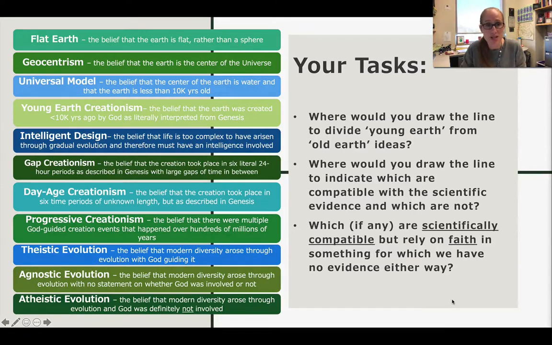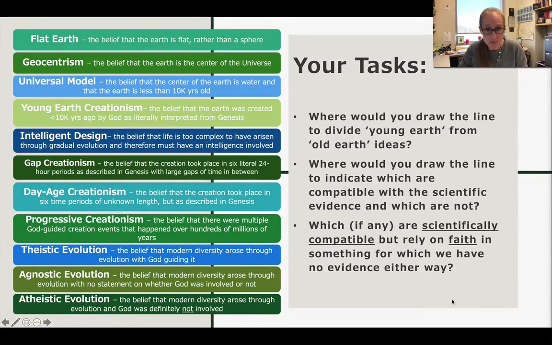Progressive creationism is the belief that God created everything, but in sort of the time we see in the fossil record, but that each organism that arose was created by the hand of God. So just all along the way, up until present day. Theistic evolution is the belief that modern diversity arose through evolution just the way we explain it in science, but that God was guiding the process, that it was purposeful.